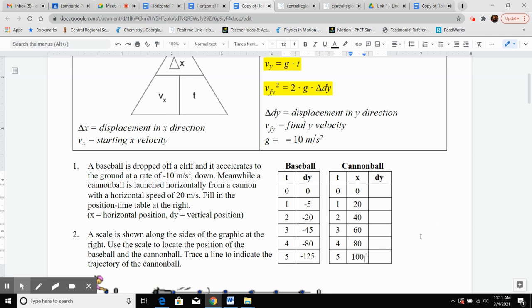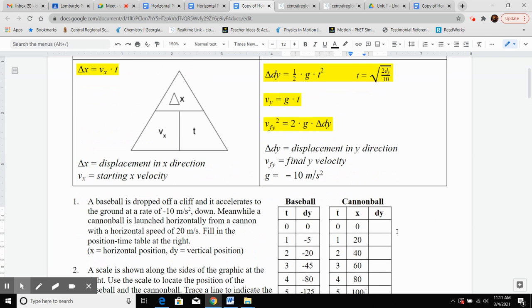Okay, well, now our vertical displacement, dy. You're using this same equation. dy equals 1/2 gt squared. 0 squared is 0, 0 times anything is 0. 1 squared is 1 times negative 10 divided by 2, negative 5. If t is 2, 2 squared is 4, times negative 10, negative 40, divided by 2, negative 20.